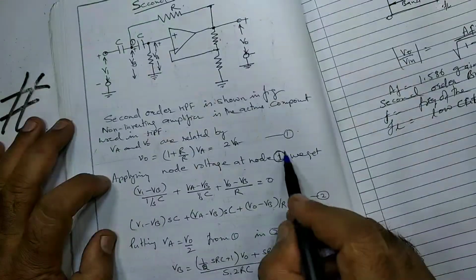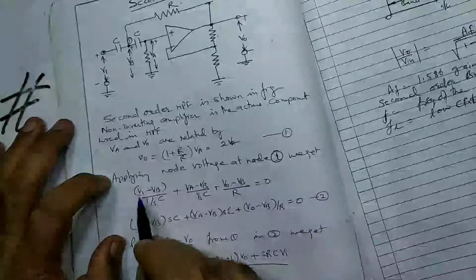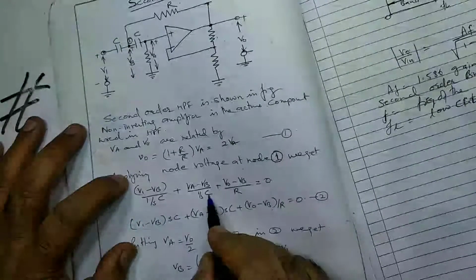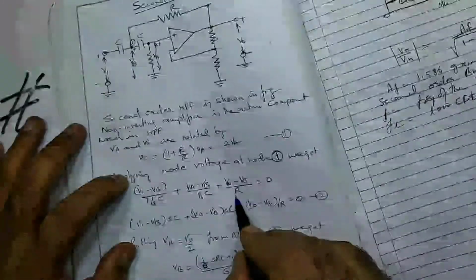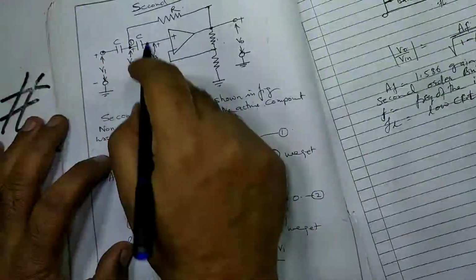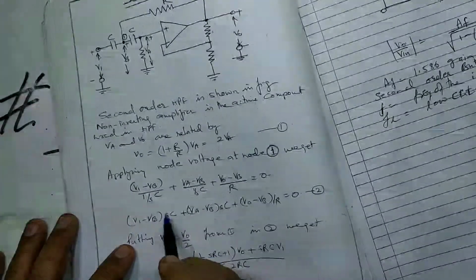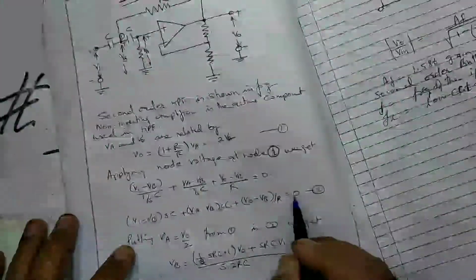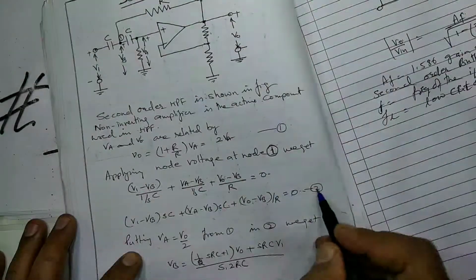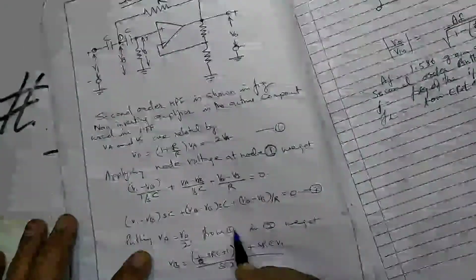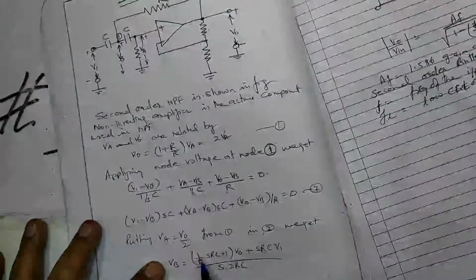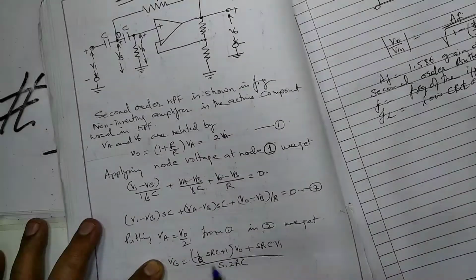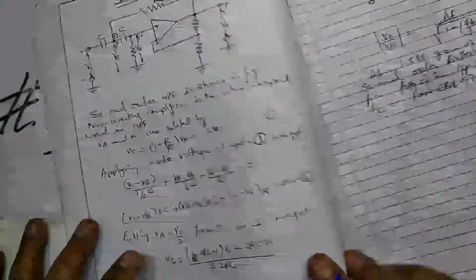Applying the node voltage method at node 1, we get (V1 − VB)/(1/SC) + (VA − VB)/(1/SC) + (Vo − VB)/R = 0. So these are the node equations. (V1 − VB)·SC + (VA − VB)·SC + (Vo − VB)/R = 0. This is equation number 2. Putting VA = Vo/2 from 1, we get VB = [(SRC + 1)Vo + SRC·V1] / (2RC·S).